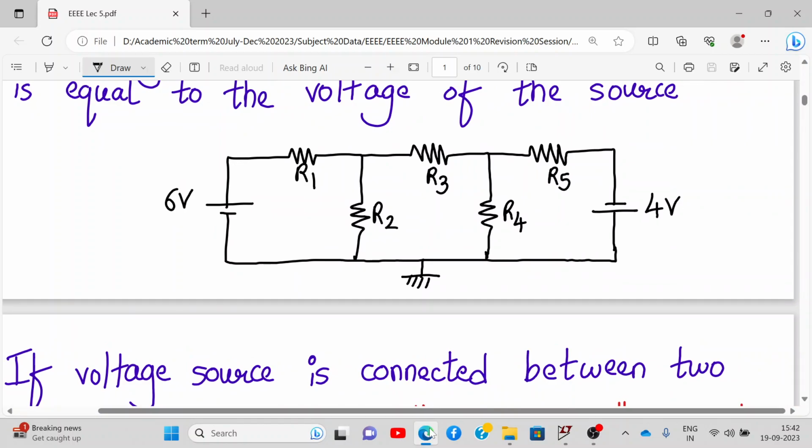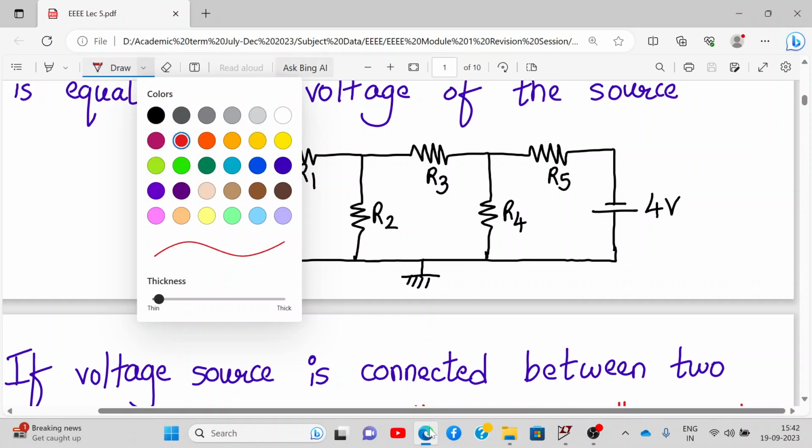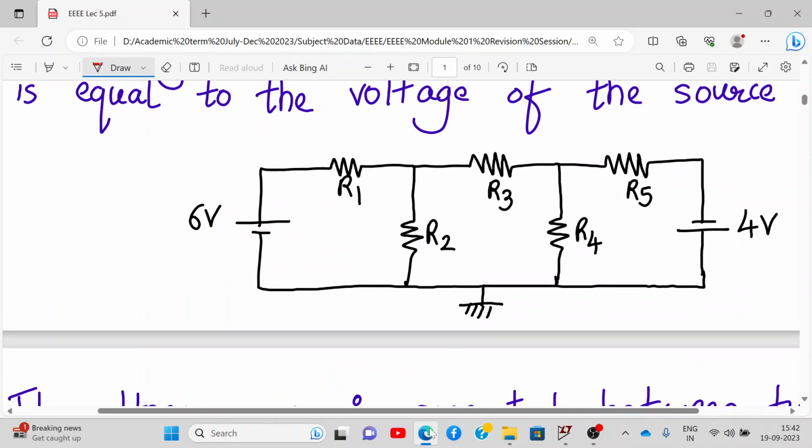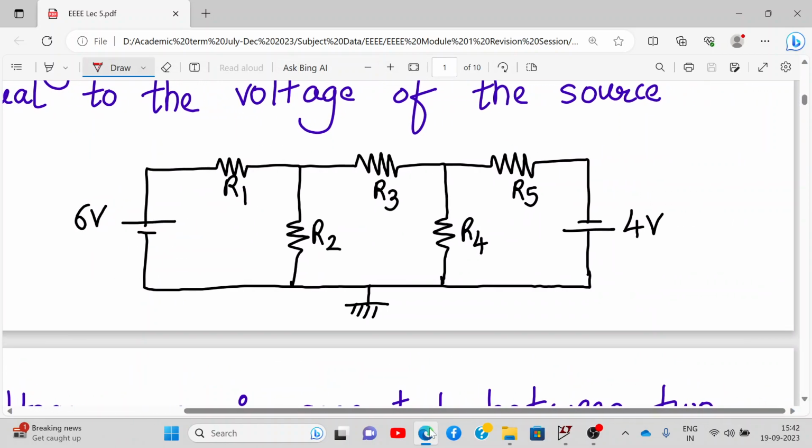So first of all, we have to define the nodes. Let me use red color to define the nodes. Last lecture we saw the definition of a node. Over here this is my node where two elements are connected. Here the 6 volt source and R1 are connected. This is another node. This is another node and this is another node.